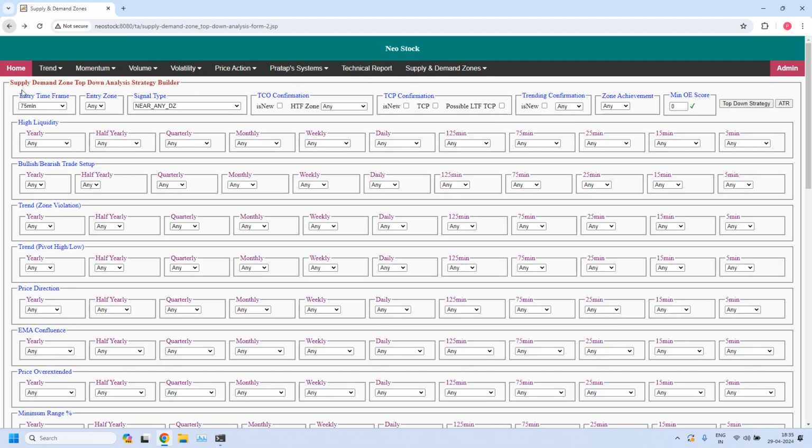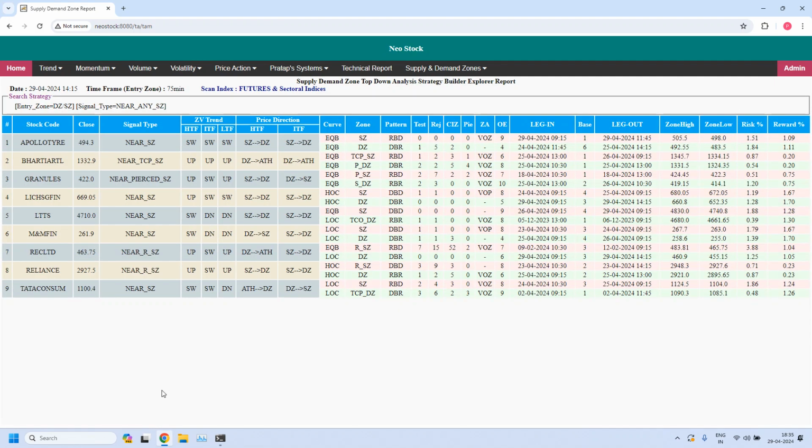So let me go back. For 75 minutes time frame, let us find the stocks near 75 minutes supply zone. 9 stocks are filtered. So let us look for high liquidity 75 minute supply zones from this list. Bharti Airtel is already pierced, so you can't plan a trade. REC Limited is also pierced, so you can't plan a trade.